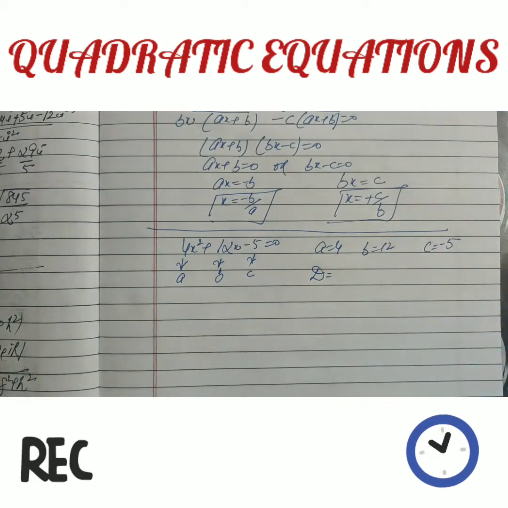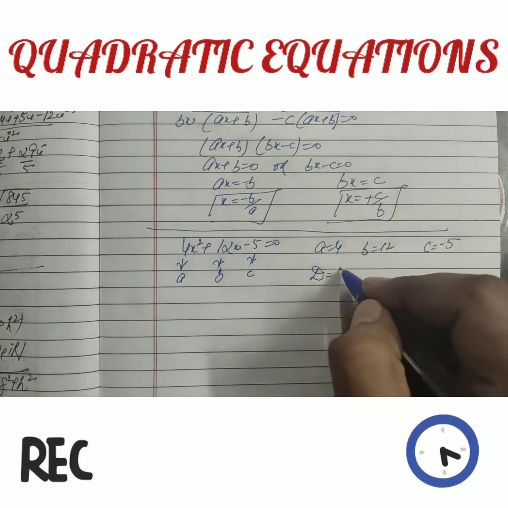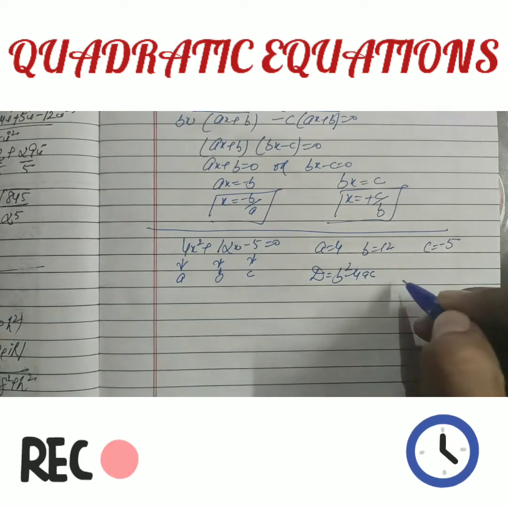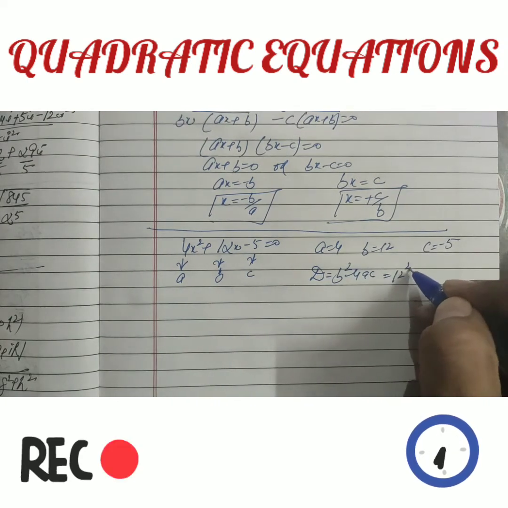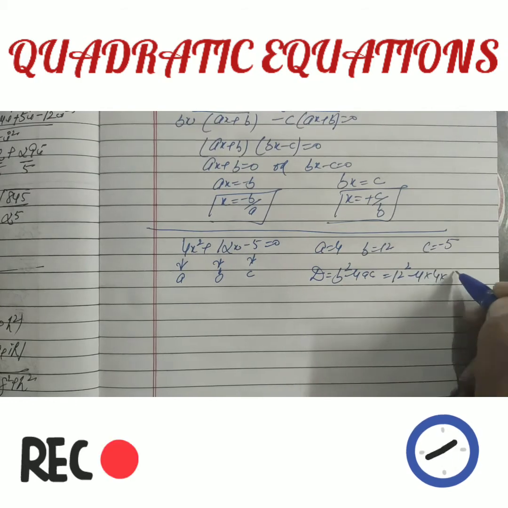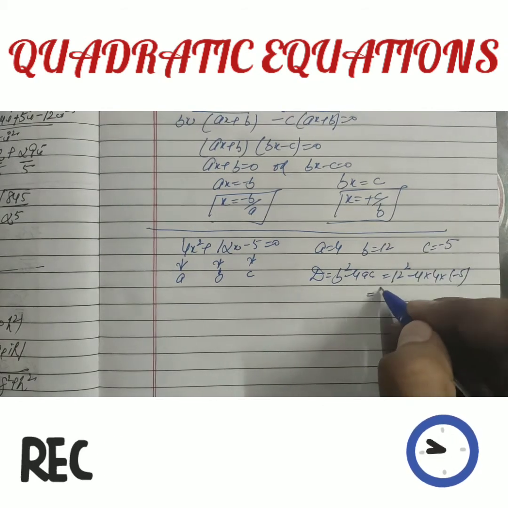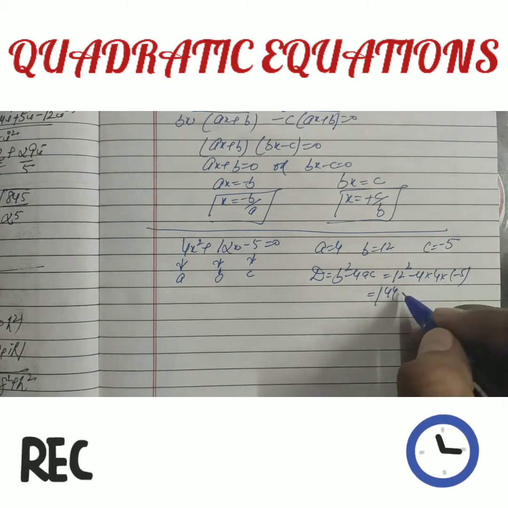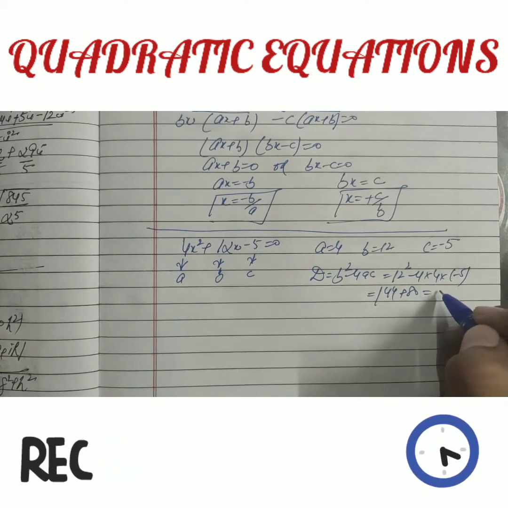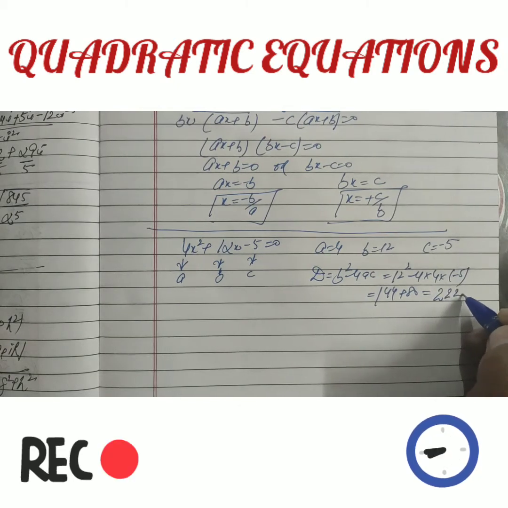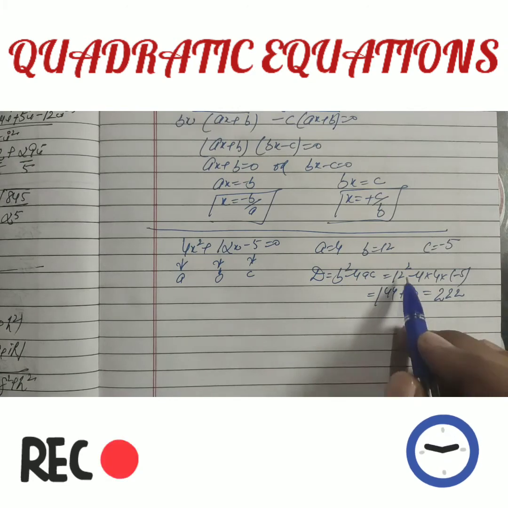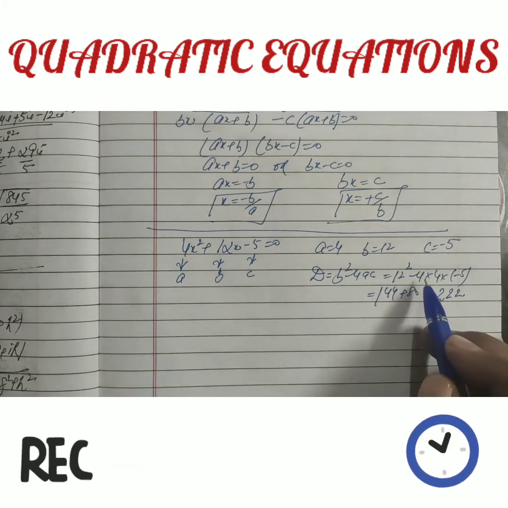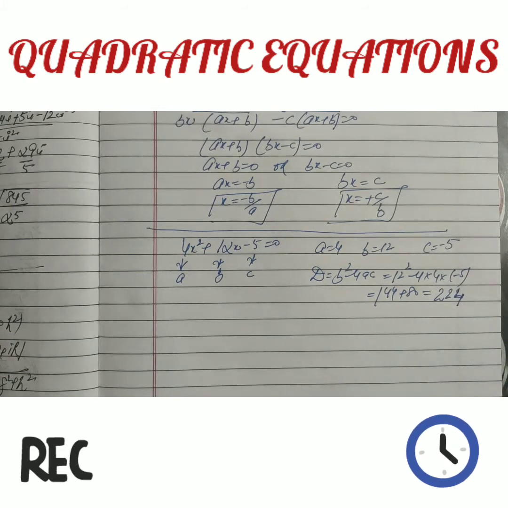Firstly we calculate D, which is known as the discriminant. Its value is given by b² − 4ac. Square of b means square of 12, minus 4 into a into c. Square of 12 becomes 144, minus minus becomes plus, 4 4s are 16, 5s are 80. Square of 12 is 144, the product is 80, so the total becomes 224 here.